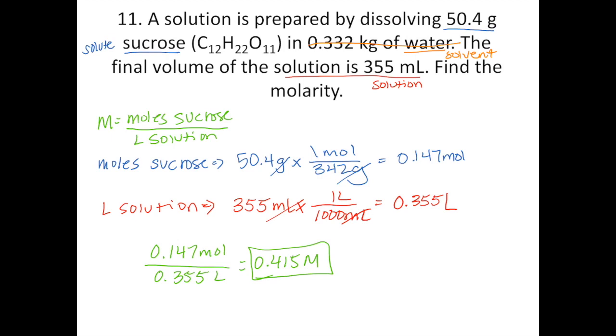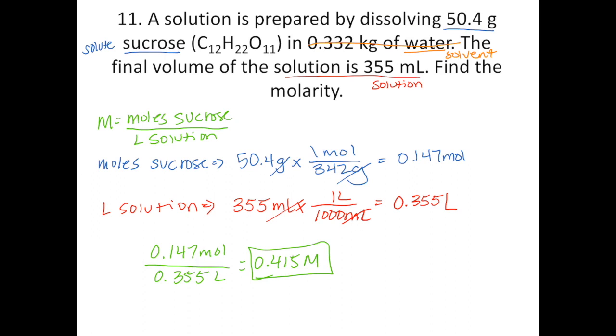All right, so here is your solution. No pun intended. Moles of sucrose. The molar mass of sucrose is 342 grams per mole. So you have 0.147 moles of your sucrose, which is the solute, which goes on the numerator. What we need on the bottom is liters of solution.